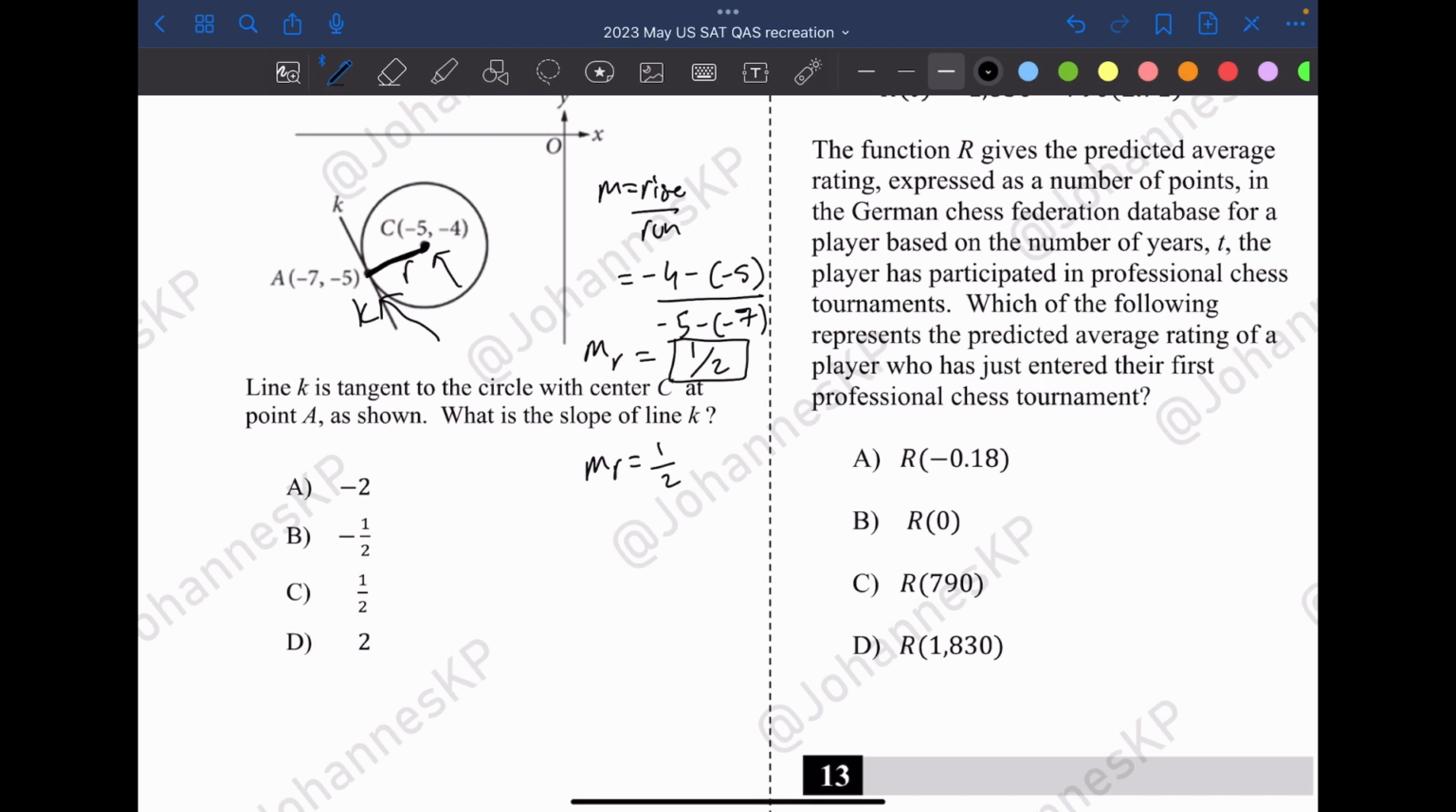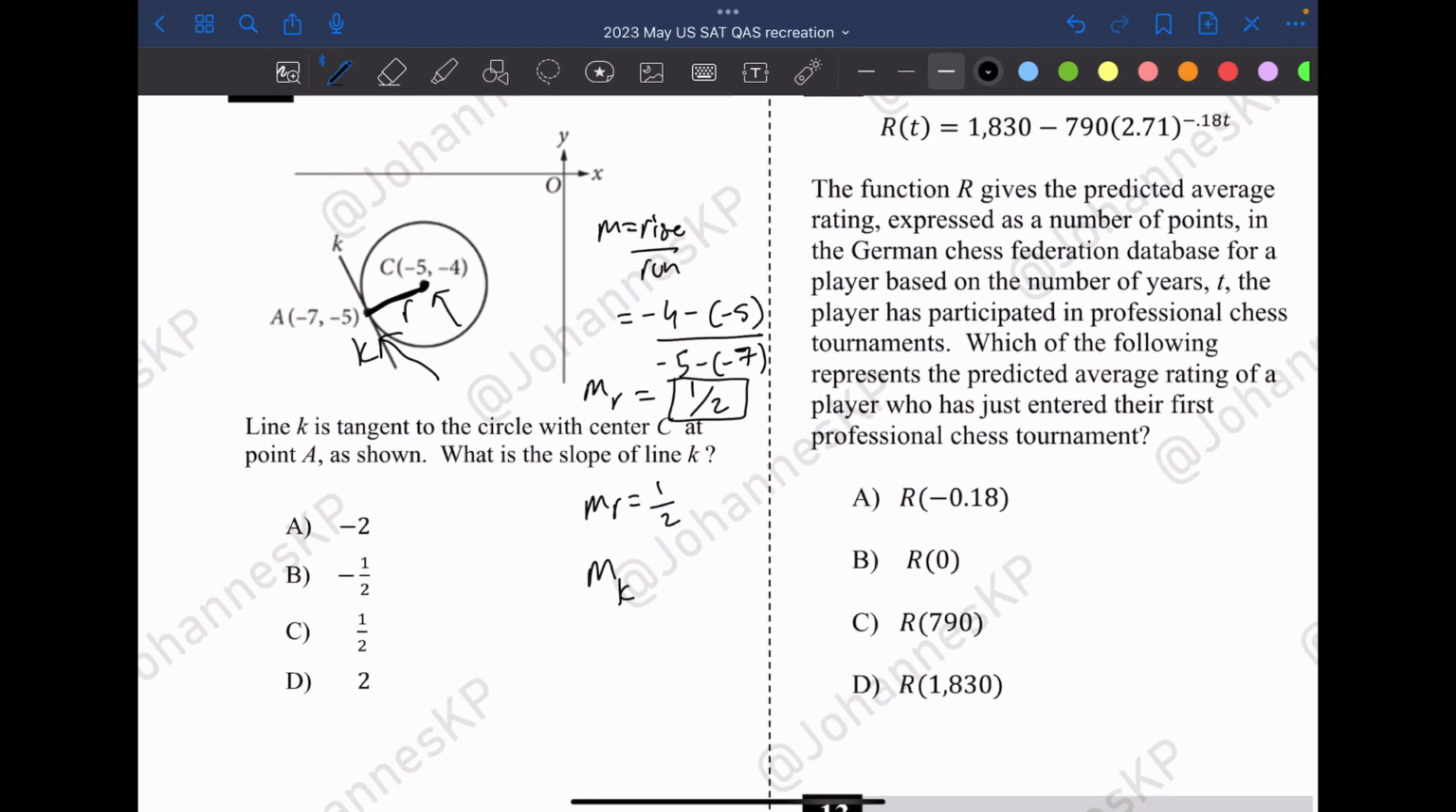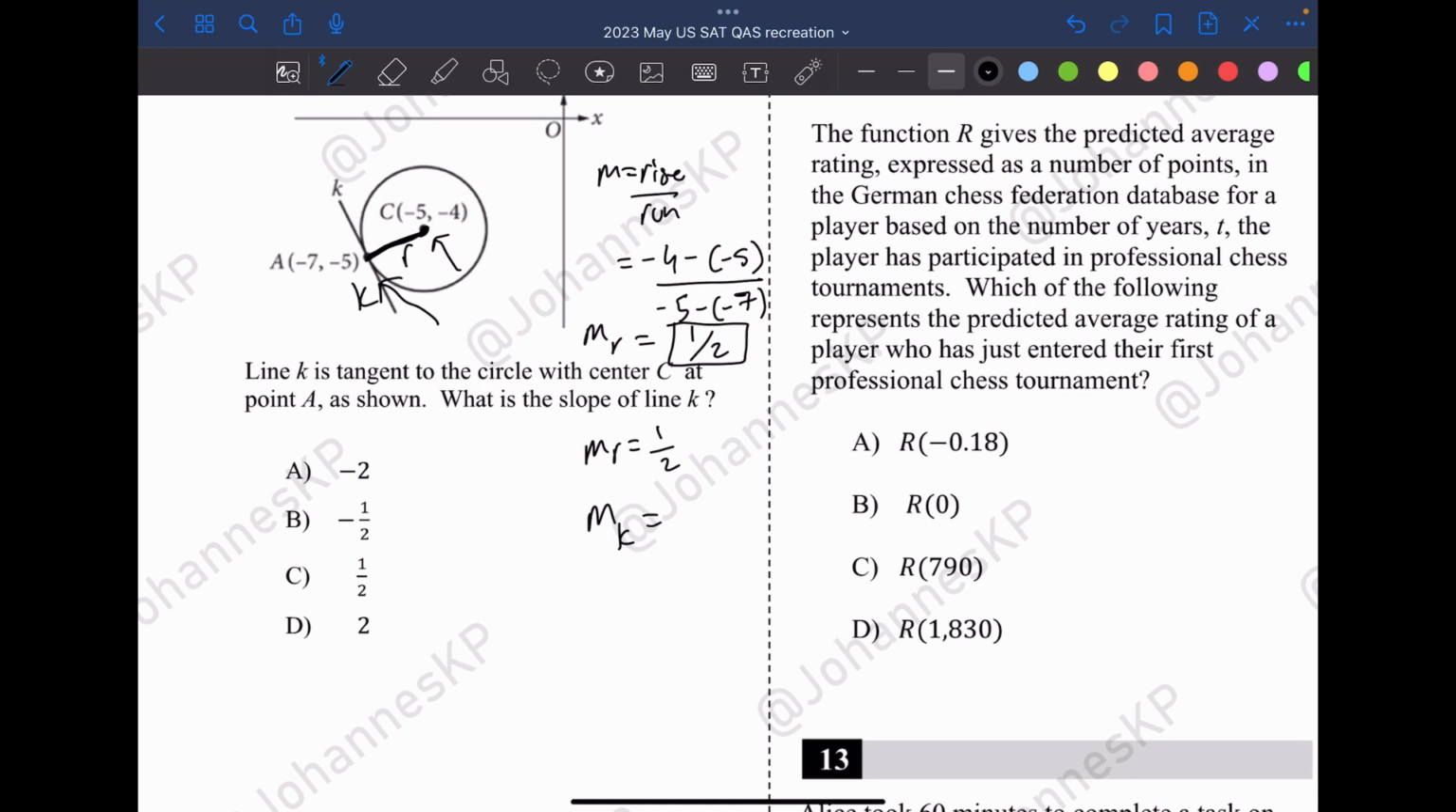Now we have to find M of K, the slope of K. Since we already said it's perpendicular, there's a very cool trick in math. Basically, flip the fraction and make it negative. Right now it's positive 1/2. Since it's positive, we're going to make it negative and then flip the fraction. So instead of 1 over 2, you'd have 2 over 1. So it's equal to negative 2. That's it. So we are done, and the answer is A.